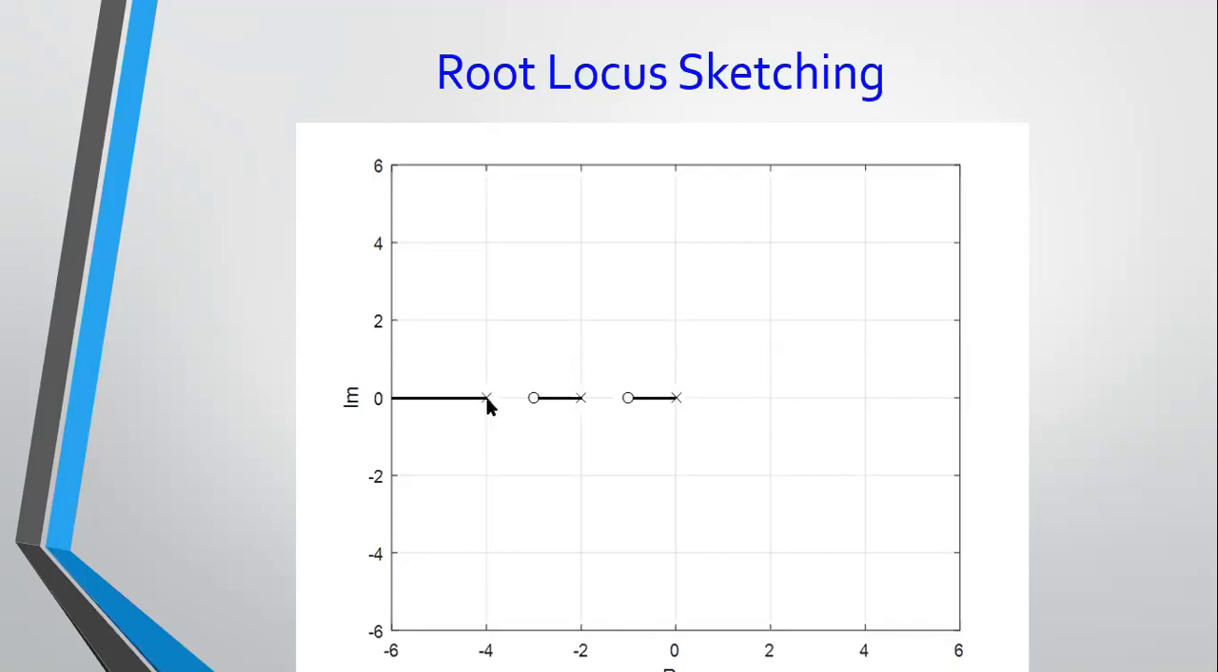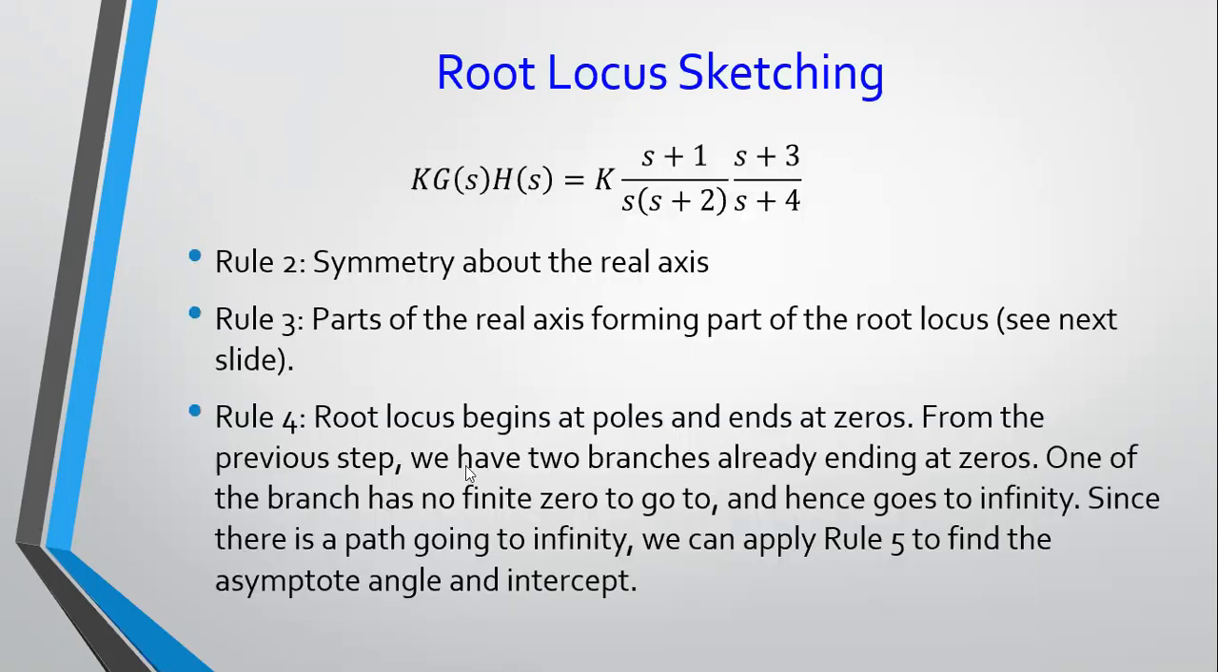So both of these 2 poles already have their respective zeros. Now this branch here, as we see, it is moving to the left, so it would need to have a zero at infinity, because we say all poles have to end at zeros. So this is what this line is saying here. From the previous step, we have 2 branches already ending at zeros. It's these 2 here. Now, one of the branches has no finite zero to go to, and hence goes to infinity. Since there's a path going to infinity, we can apply rule 5 to find the asymptote angle and intercept.